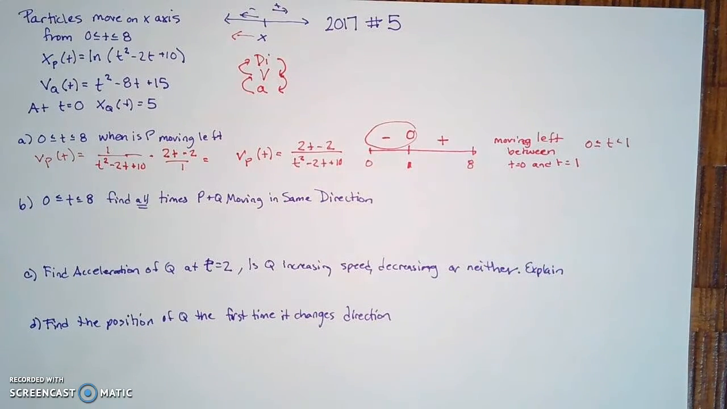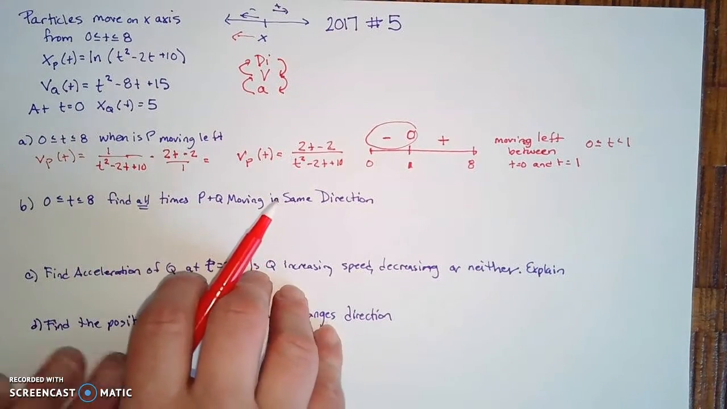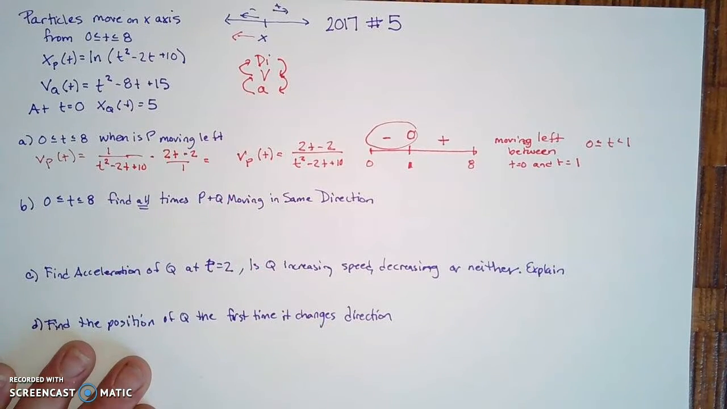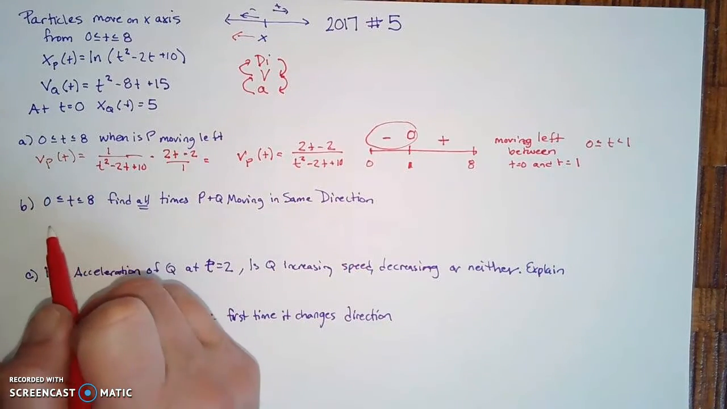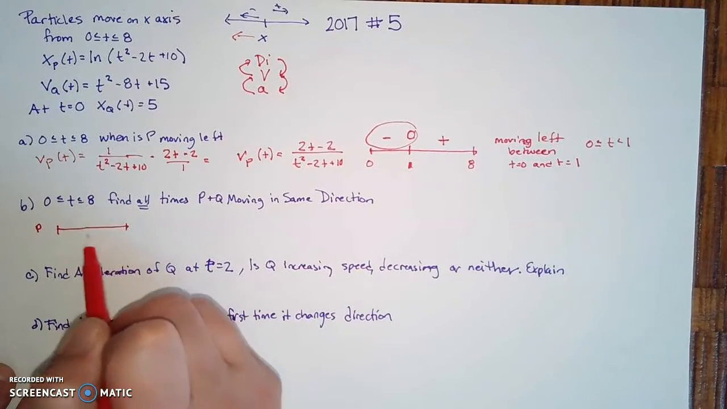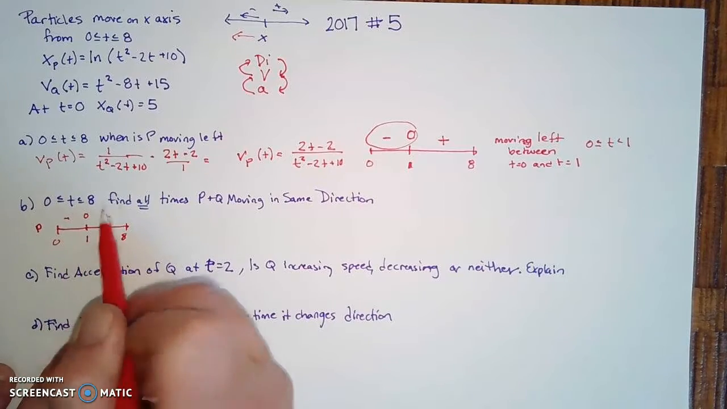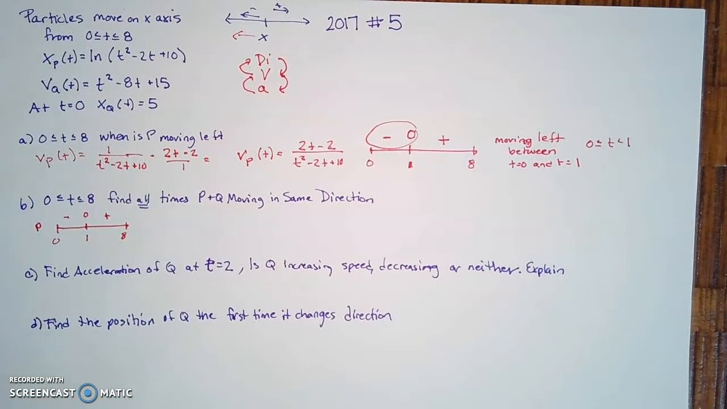Okay, next part. Between 0 and 8, find all times that P and Q are moving in the same direction. So we have to check when P and Q have not the same velocity, but the same sign for velocity. Okay, so we now know velocity of P. I'm going to draw a little number line graph. I'm going to redraw the number line graph for P between 0 and 8. At 1 it's 0, it's negative here, and it's positive here.